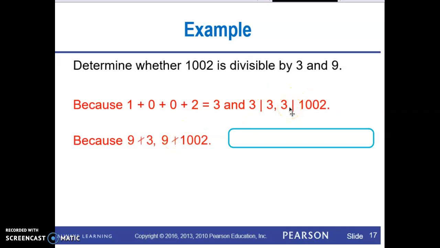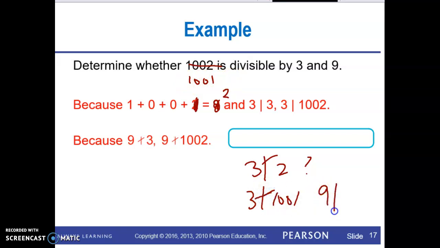But if 3 had been no, if this number had been something that was not divisible by 3 to start with, so suppose that it was 1001, right? If this was a 1, then the sum would be 2. Does 3 divide 2? Well, the answer to that is no. So therefore, 3 does not divide 1001, which means automatically that 9 does not divide 1001 because 9 is a multiple of 3. So if 3 is a no, 9 is automatically a no, but if 3 is a yes, 9 may or may not be a yes. Yes does not carry, but no does.